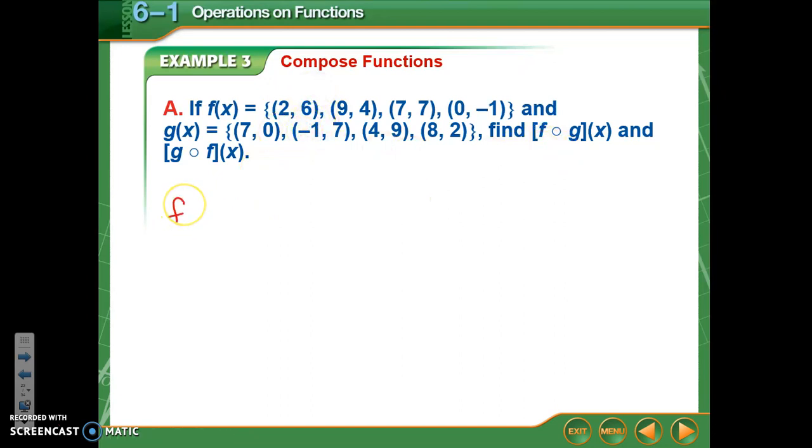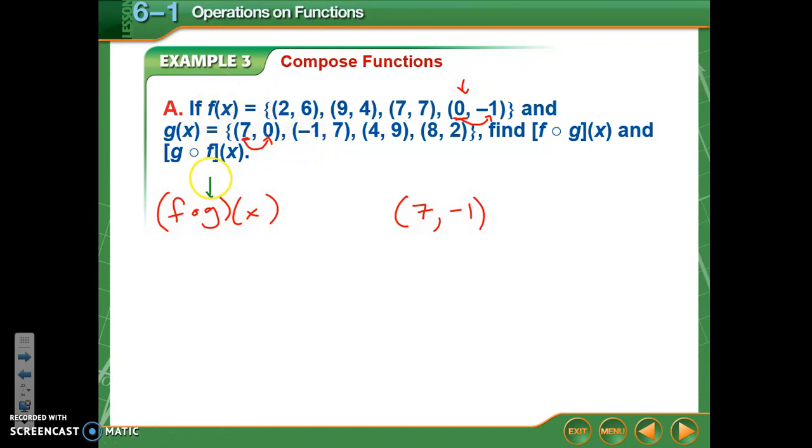If I'm starting out with f of g of x, remember we work inside out, so we start with g. So I'm going to start with g. If I plug 7 into g, I get 0. That's what an ordered pair means, right? If I plug in 7, I get 0. Now remember, my output of g becomes my input of f. So if I plug 0 into f, what do I get? Negative 1. So my new ordered pair is 7, negative 1, because 7 takes me to 0 in g. Then I plug 0 into f, and I get negative 1. Let's do that again with the next ordered pair.